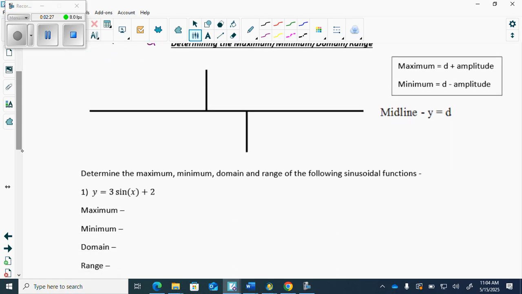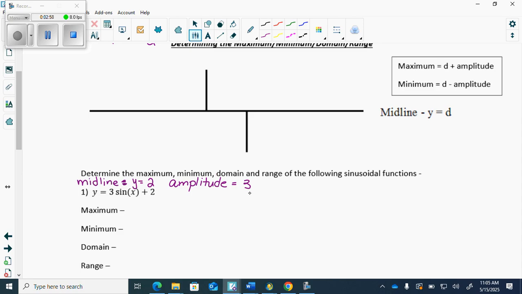So let's look at this one. Before we do maximum and minimum, let's just discuss amplitude and midline. This one has a midline at what? What's its midline at? It's at y equals 2. So it's a midline, correct? And then my amplitude is what? My amplitude is 3. So can we draw it out to get our max and mins, visualizing it?